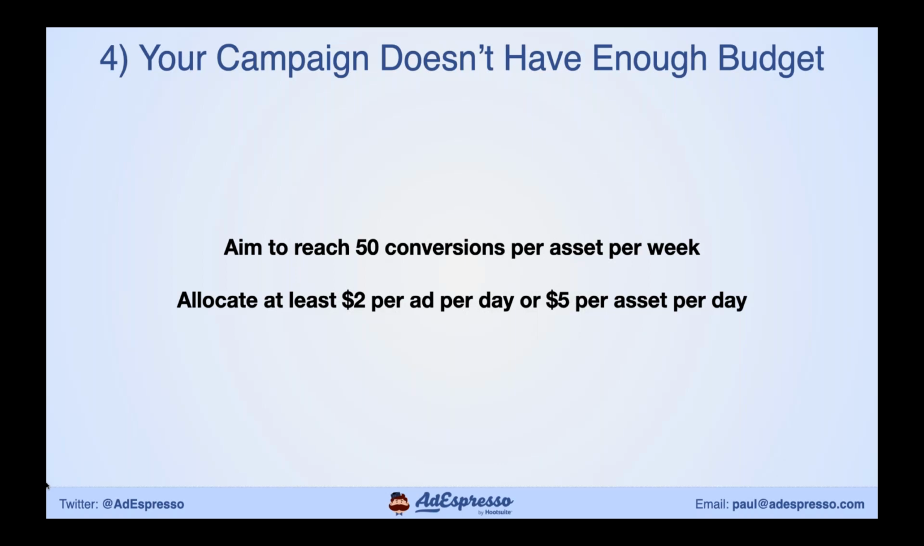So make sure you've got enough budget so you can outbid people and get some conversions coming in. As a rough rule of thumb, I don't really like to put set amounts here, but as an absolute minimum, spend at least $2 per ad per day or $5 per ad set per day. That's an absolute minimum, but give Facebook a little bit to work with.